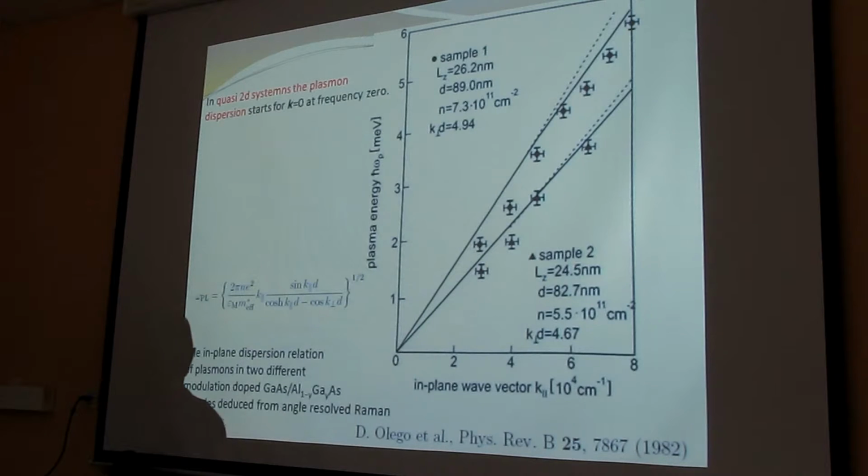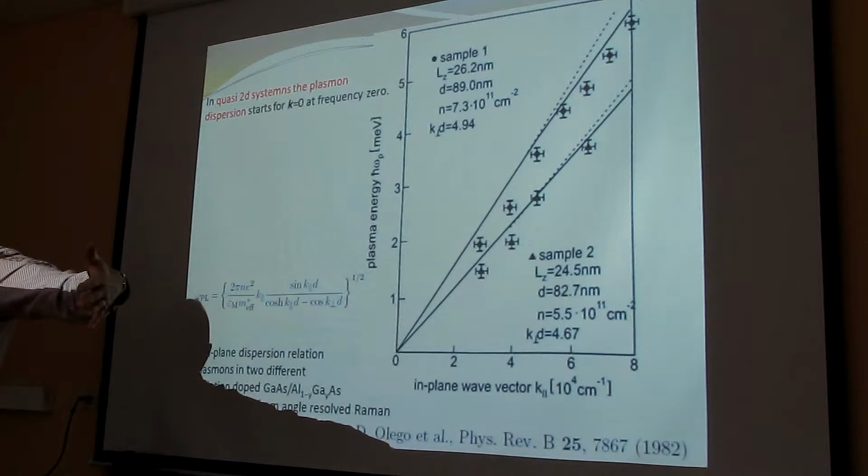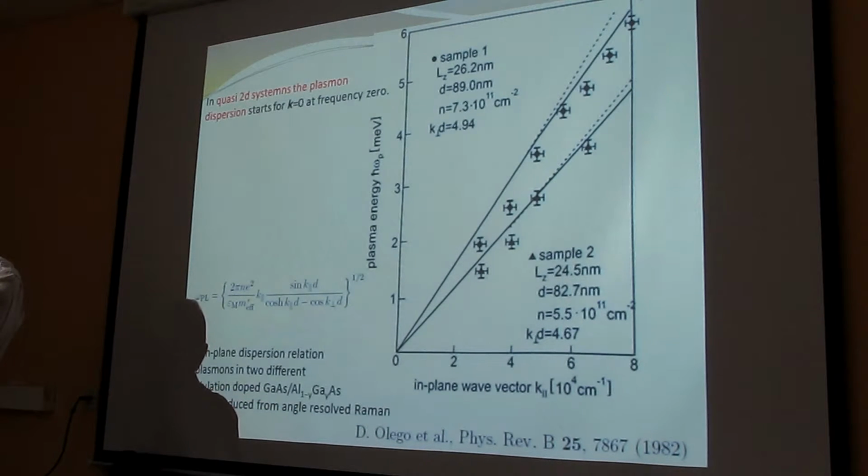If you have a bulk material, you have charged layers. And the electric field is constant, independent if the spacing or the wavelengths of the layers is like this or like that. In a quantum well, if you have a plasmon, you have charged lines. And if you go to longer wavelengths, the electric field gets weaker and weaker. And if you go to infinitely long wavelengths, the eigenfrequency goes to 0.